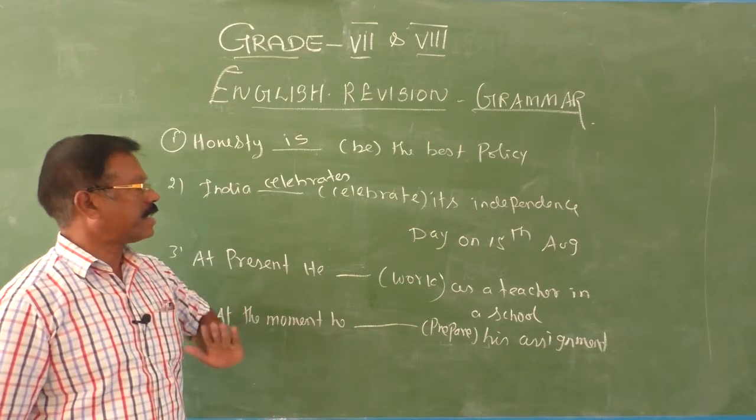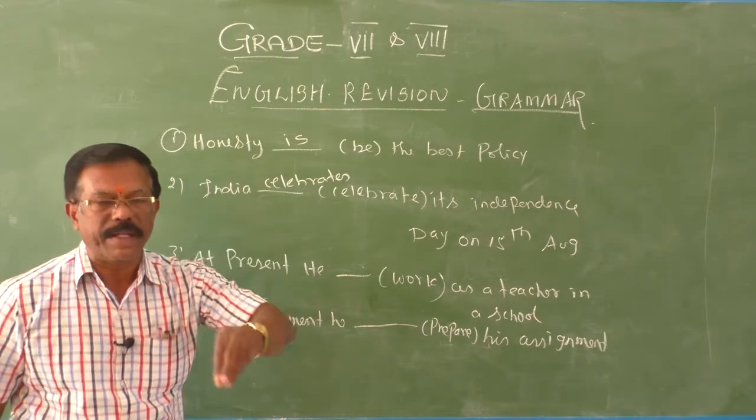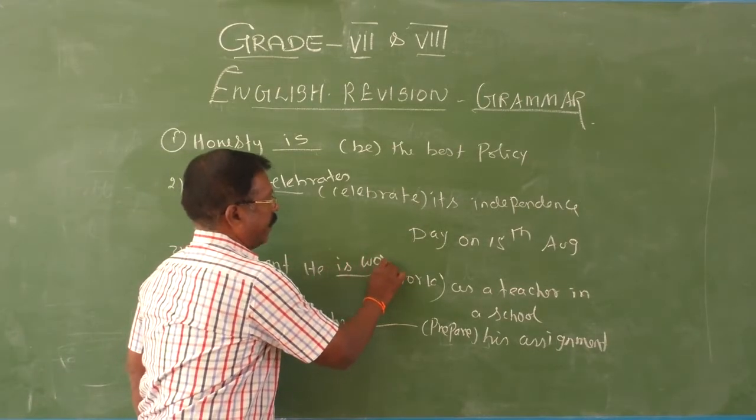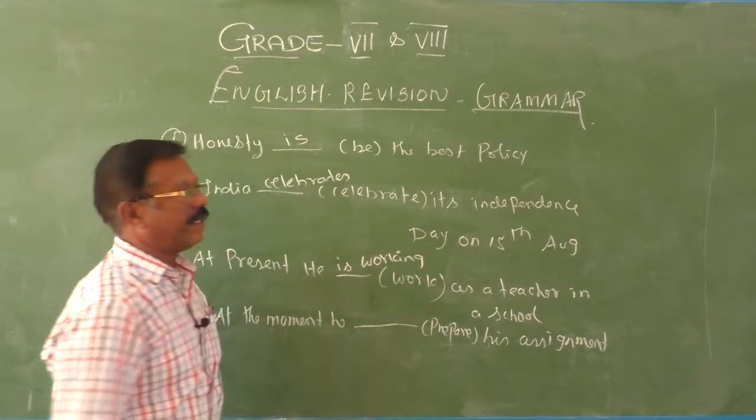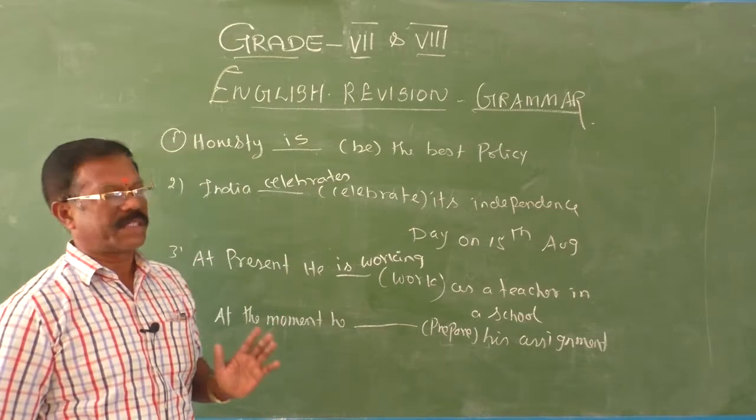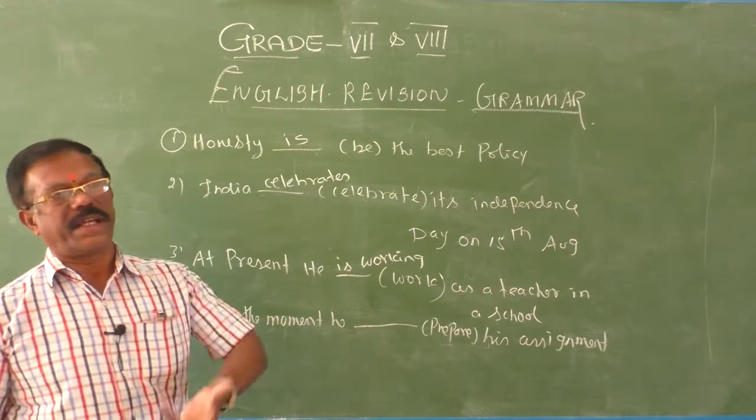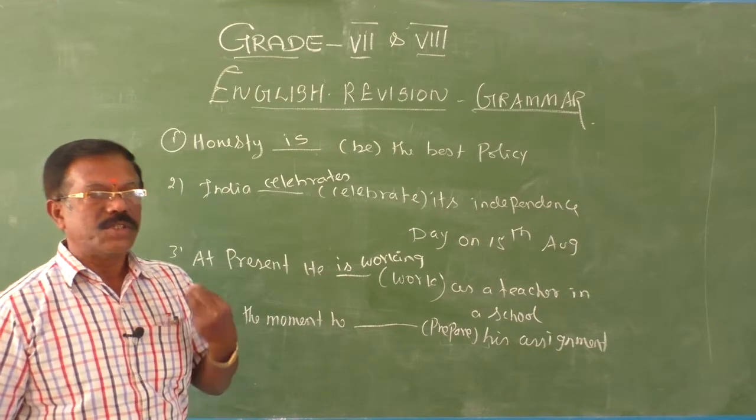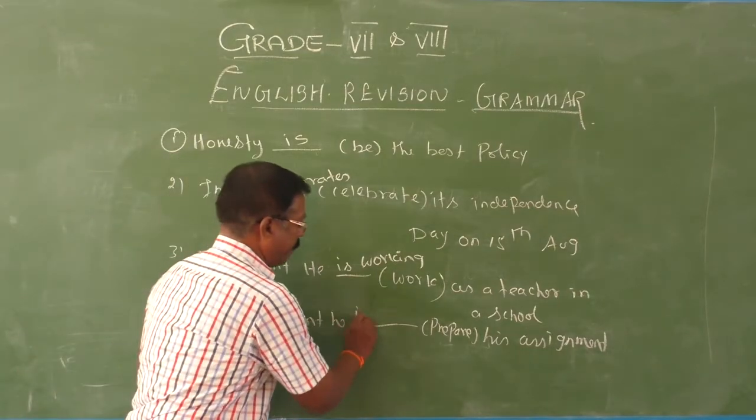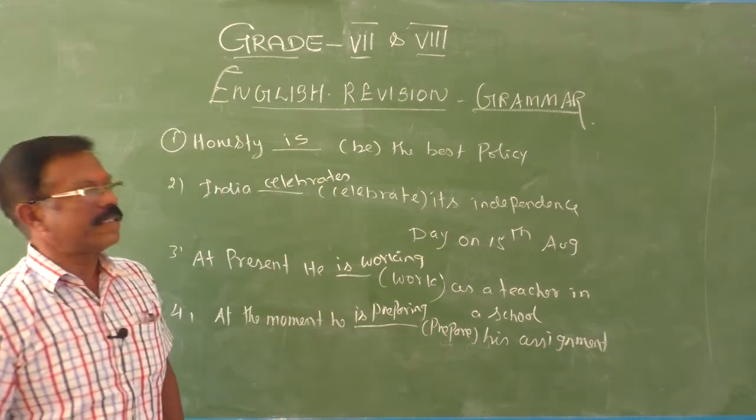At present, he is working as a teacher in a school. Here we are talking about the action happening or going on at the moment, so we use present progressive tense. At the moment, now, at present, these are all time markers which help us to identify present progressive tense. Okay, fine. At the moment, he is preparing his assignment.